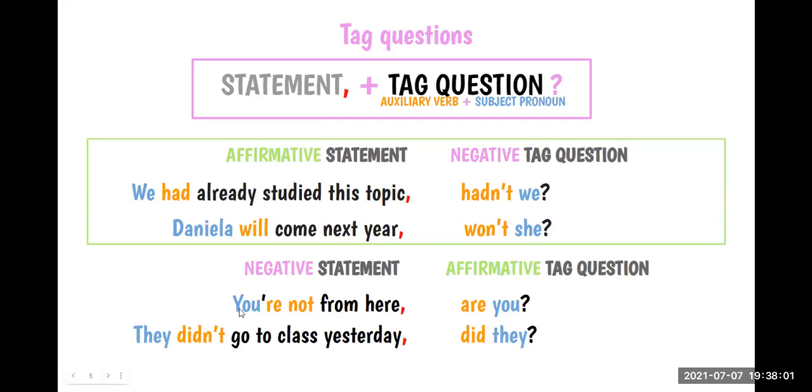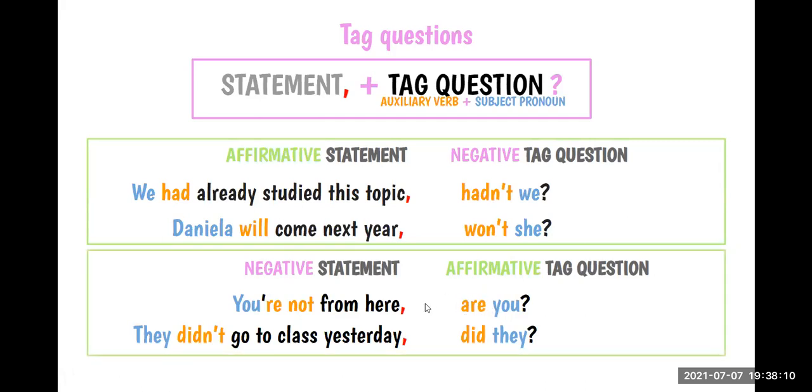Okay, so as you can see, when we have the negative form of the verb in the statement, the tag question is affirmative. So it's the opposite. Okay? Any questions until here? Teacher, in the sentence 3 and 5, we use the auxiliary do. 3 and 5. Okay, we are going to check this right now.